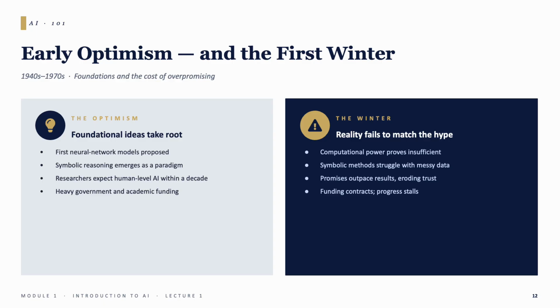Imagine promising that a student can complete a PhD in 1 year. The expectation is unrealistic, and disappointment follows when it is not achieved. Similar overpromising contributed to the artificial intelligence winter.